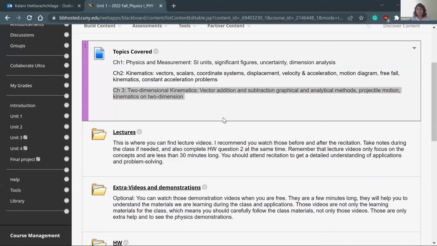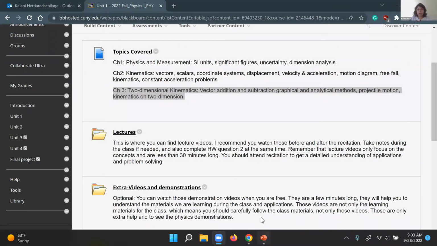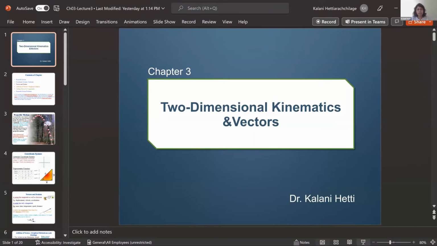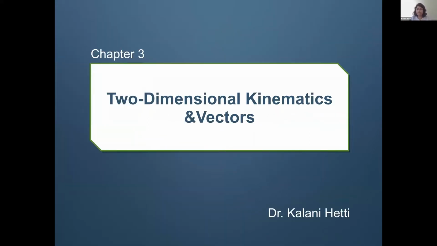Okay, so now let me share the Blackboard page and also the presentation first. We are working with chapter 3 in your textbook, and that will be the last section of your unit 1. Under this section, we are planning to do the two-dimensional kinematics. The 3 kinematics equations that we discussed in your earlier section are still going to be used for constant acceleration problems, but now the problem will be two-dimensional, not one-dimensional. Okay, that's the difference.